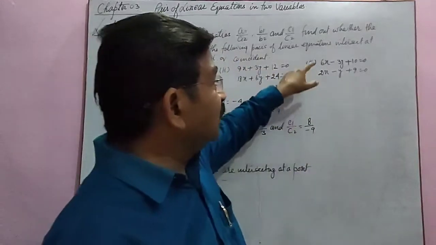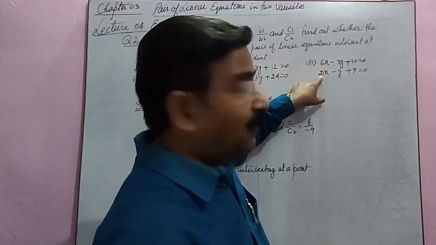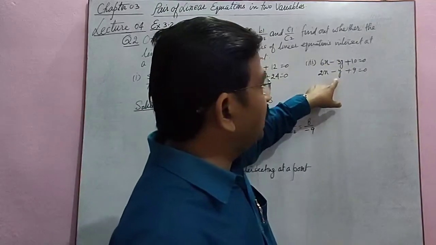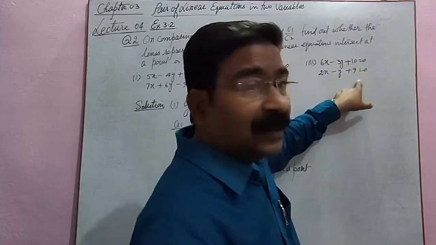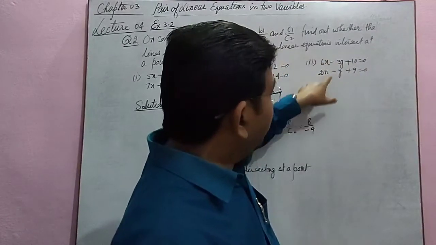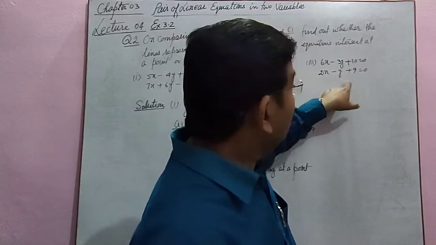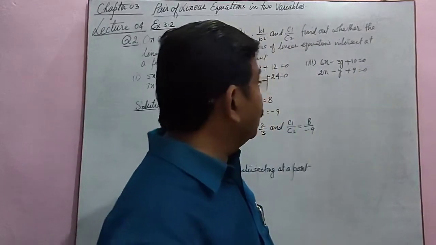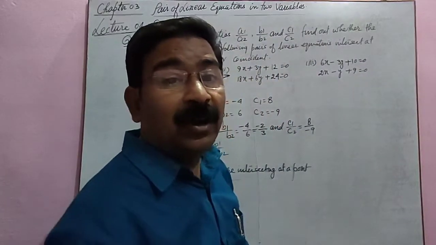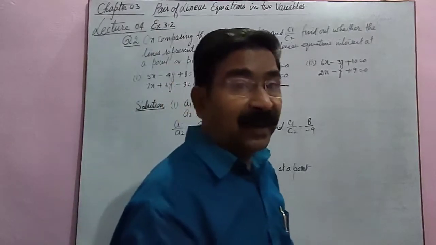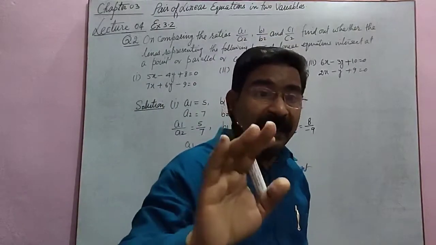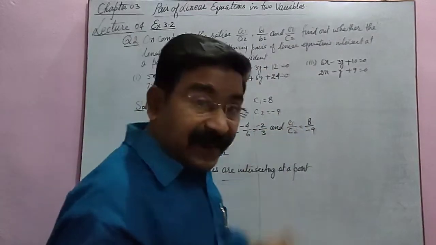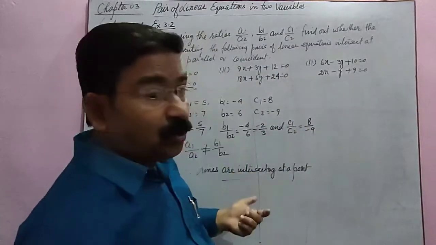In the third case, see, a1 upon a2 is 6 upon 2, this is 3 upon 1, b1 upon b2 is -3 upon -1, that is 3 upon 1, and c1 upon c2 is 10 upon 9. So a1 upon a2 is equal to b1 upon b2 but not equal to c1 upon c2, and this case happens only in no solution, or in the case of parallel lines. So you have to write all the cases yourself, and in the second question you have to do the same thing.